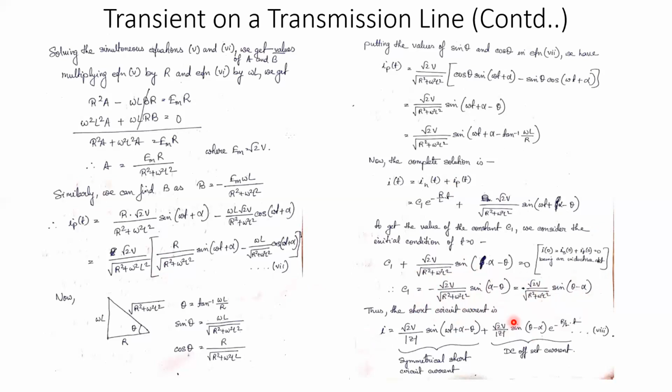Thus the short circuit current becomes a summation of these two components, where one is an exponential decaying component and the other is a sinusoidal component. This sinusoidal component is called the symmetrical short circuit current or the steady state component, and the DC offset current, that is the exponentially decaying current, is called the DC offset current, which is also called the transient component.